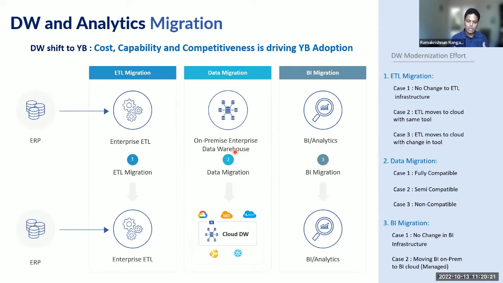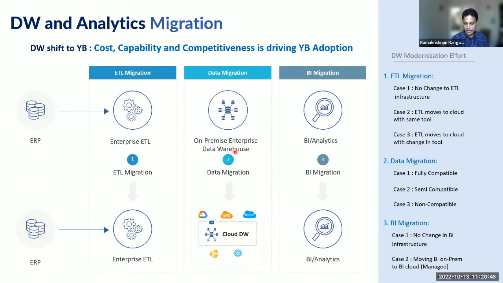Now, a migration involves modernization of all these three pillars, if you will. Typically there is a modernization strategy that companies have to go through and build a roadmap. A phased roadmap, phased implementation, is what we suggest to our customers. And based on that implementation roadmap or modernization roadmap, now all these three work streams can be modernized.